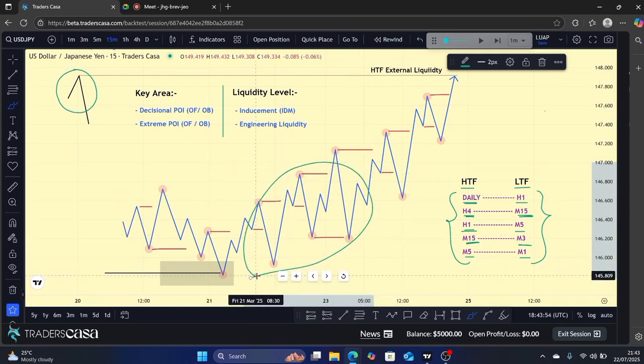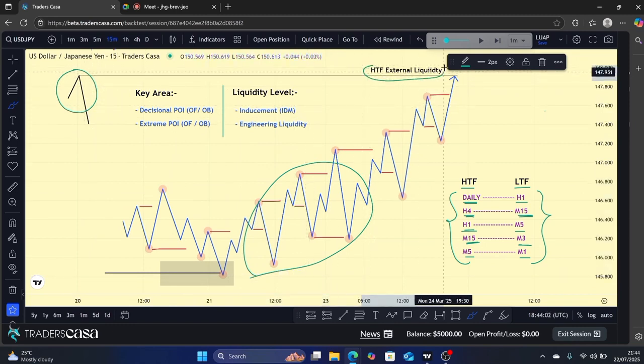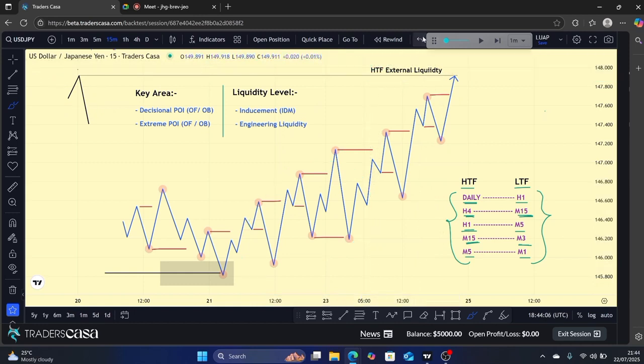So note that. You can see this line here, I have named it the higher time frame external liquidity. And if you notice, this is a bullish scenario because you can clearly see we are mitigating a bullish POI, and after that you can see price is heading towards the higher time frame external liquidity. So you can see price is bullish.